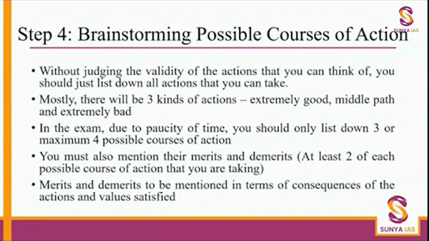So here, if you look at this situation, on the one hand you have your integrity, and on the other hand you have an option to protect the child's childhood and education, right? So there are merits and demerits of whether you take the bribe, whether you don't take the bribe, how you help the child. All the possible courses of action that you have will have certain merits and demerits, right? And you have to mention those.